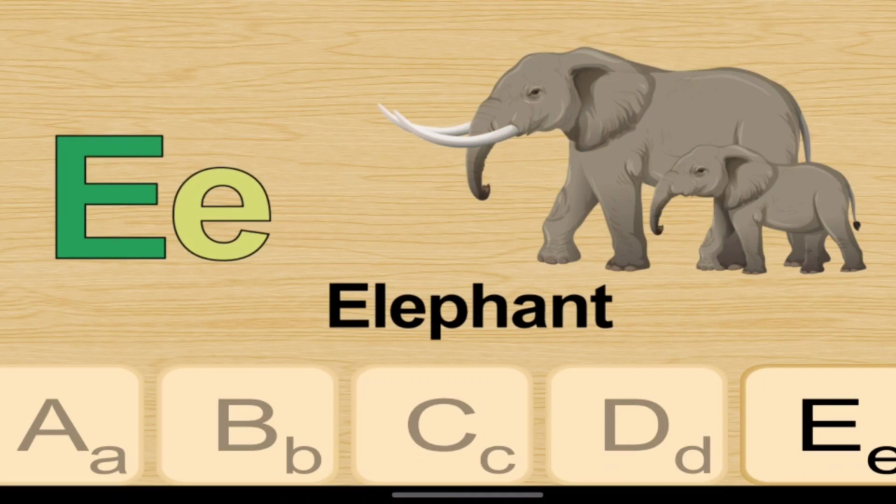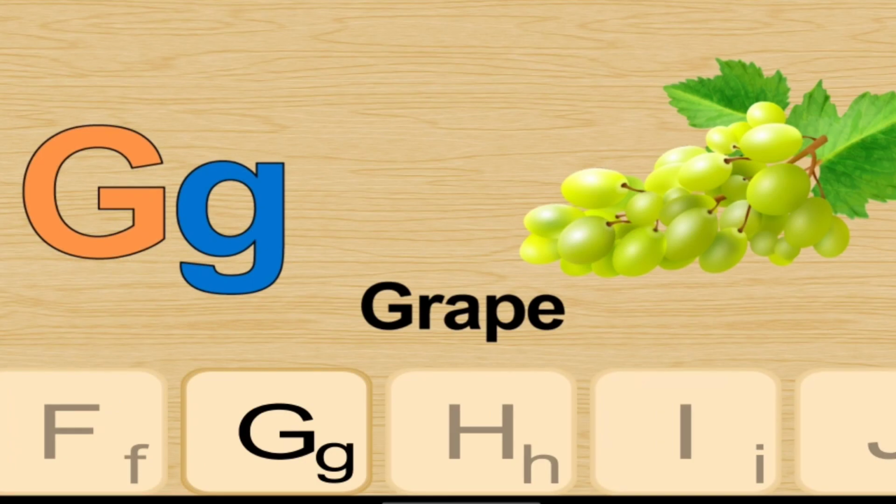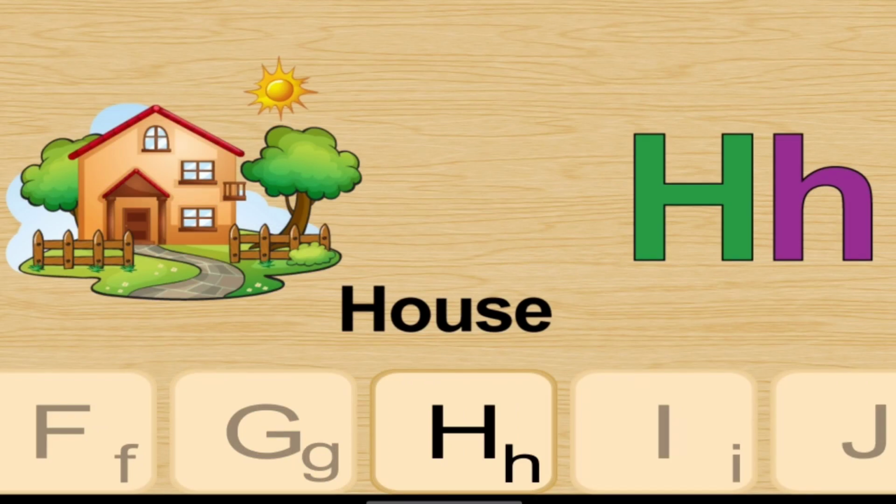E. E is for elephant. F. F is for fish. G. G is for grape. H. H is for house.